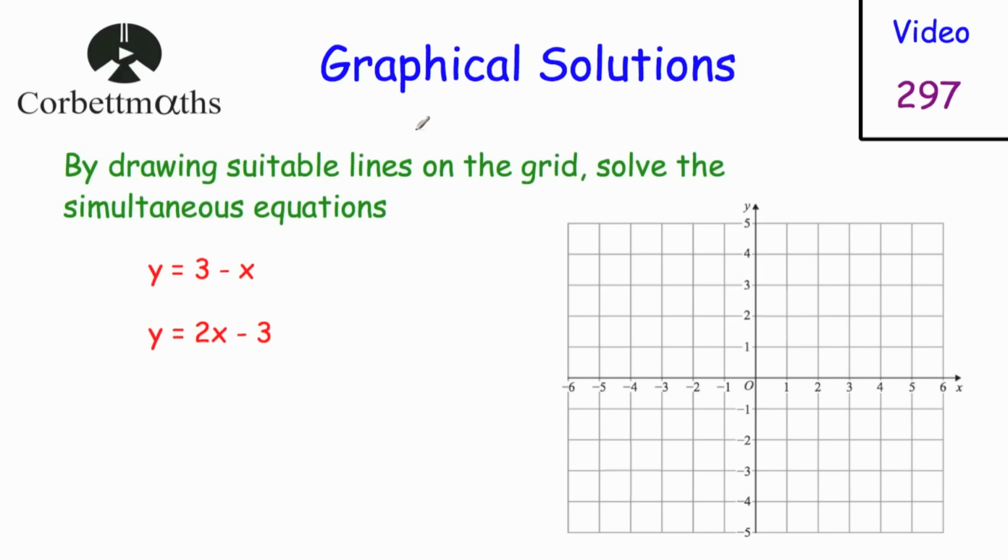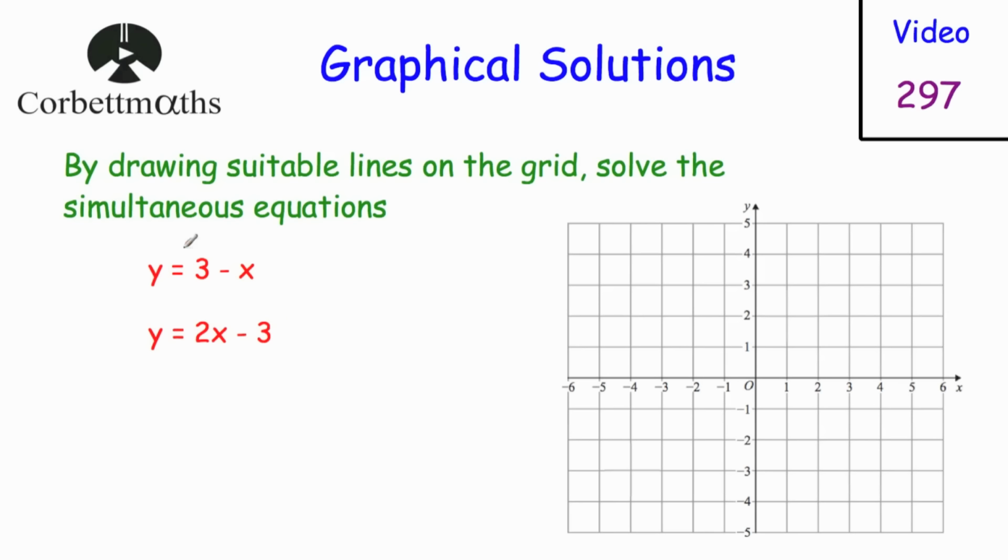Okay, let's have a look at our next topic, which is solving simultaneous equations by using graphical approaches. In other words, drawing the graphs and finding out where the graphs meet and using that to find the answer to simultaneous equations. Here we've got a pair of simultaneous equations, so that's two equations at the same time. We've got y equals 3 minus x and y equals 2x minus 3. To solve this, we're going to draw the graph for y equals 3 minus x, and the graph for y equals 2x minus 3, and where those two straight lines meet will be our answer.